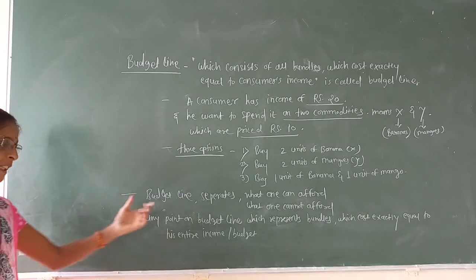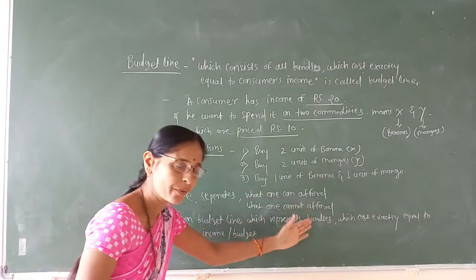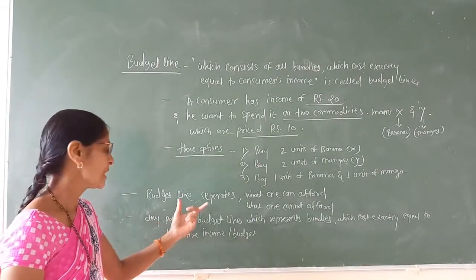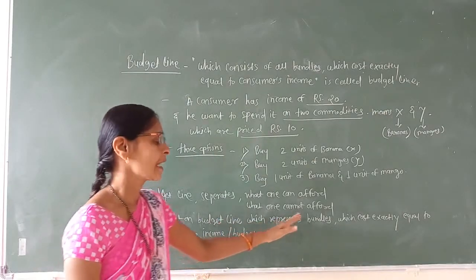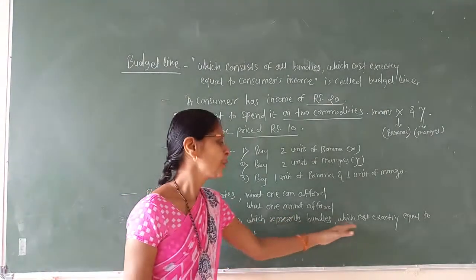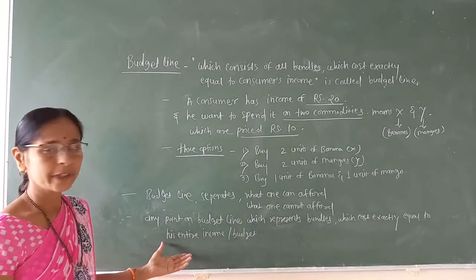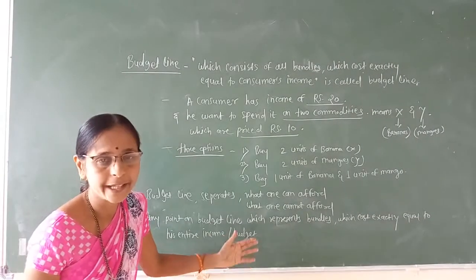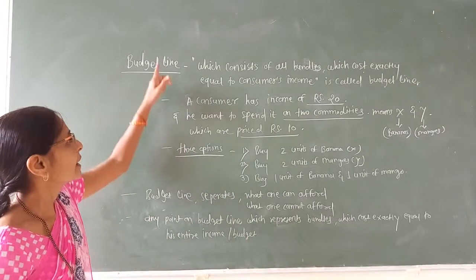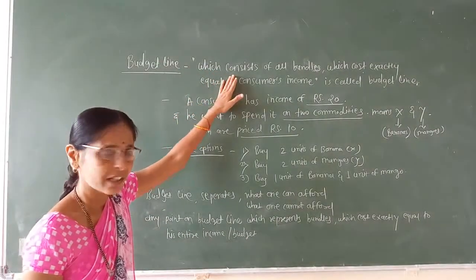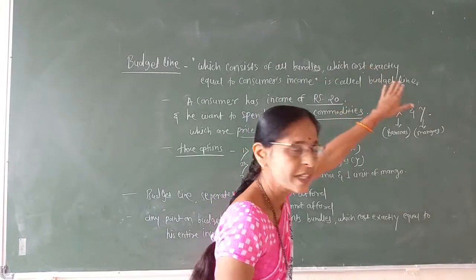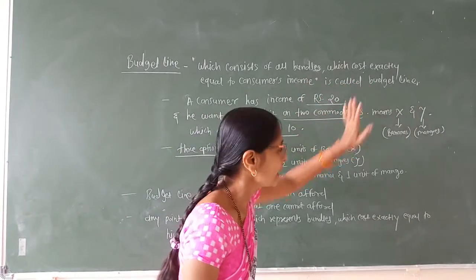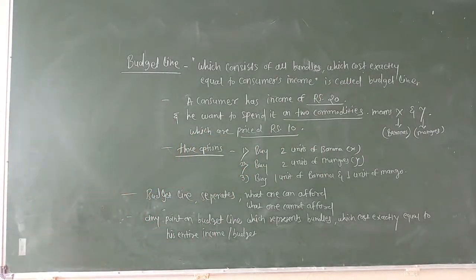See students, the budget line separates what one can afford and what one cannot afford. Any point which lies on the budget line represents the bundles which cost exactly equal to the consumer's entire income or entire budget. The budget line consists of all bundles which cost exactly equal to the consumer's income, so it is called the budget line.